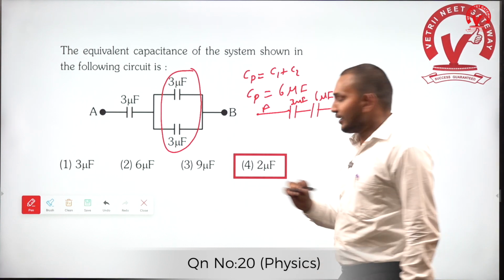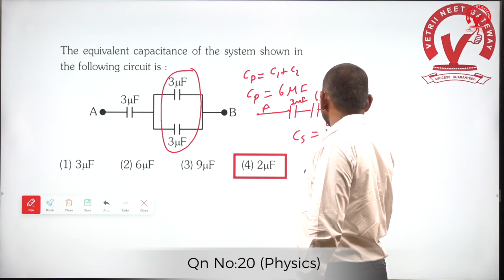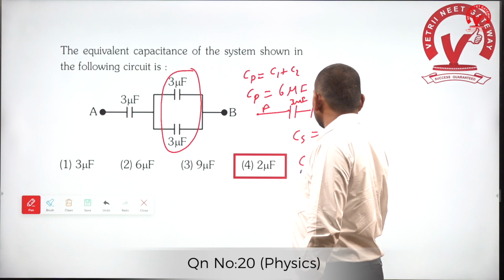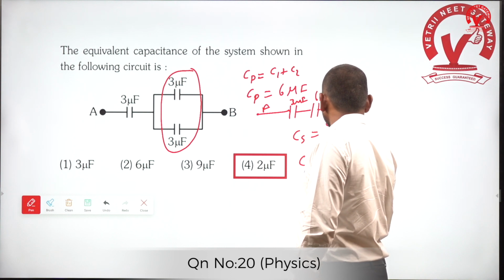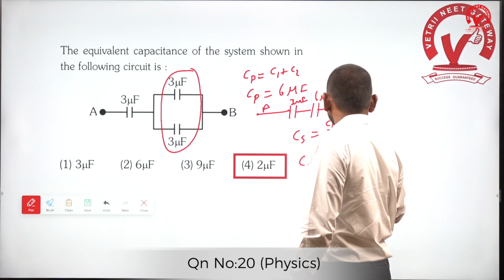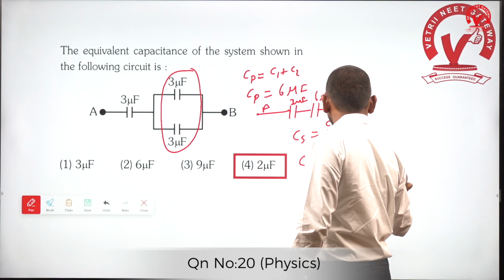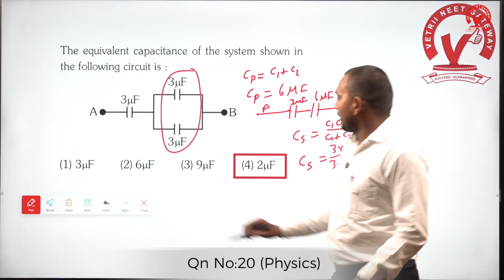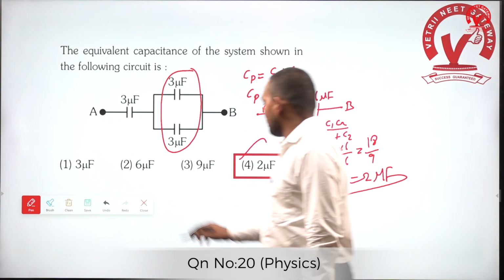When we have to connect in series, what is the formula? Cs is equal to C1 C2 divided by C1 plus C2. So Cs is equal to 3 into 6 divided by 3 plus 6. So that means 18 divided by 9, we will get 2 microfarads. So our option is the fourth option.